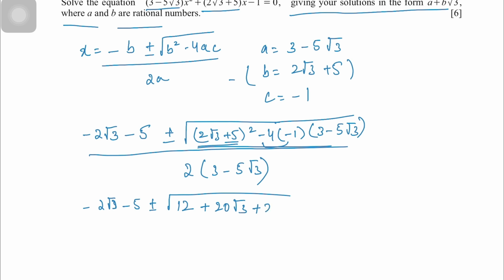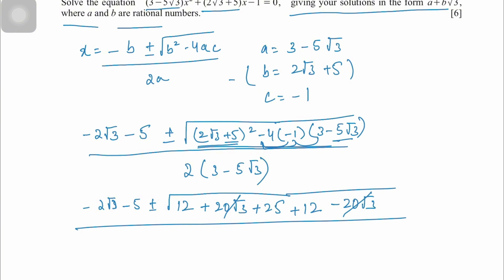This would be 25. This would be positive 4. And positive 4 will be multiplied by 3. That is 12. And then positive 4 would be multiplied by negative 5 root 3, so this would be negative 20 root 3. This 20 root 3 and this 20 root 3 would be cancelled out. This we are given as 2 into 3 minus 5 root 3.